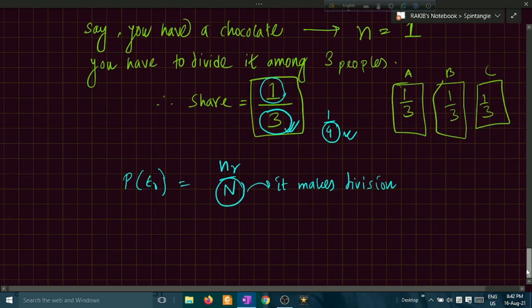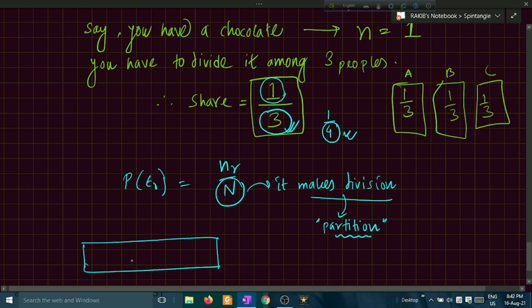So it is called partition. What makes division is called partition. This is the ultimate thing: why it is called the partition function, because it makes divisions. Say you have a big house and you have to divide this among 4 people, then what you should do is make some partitions here.